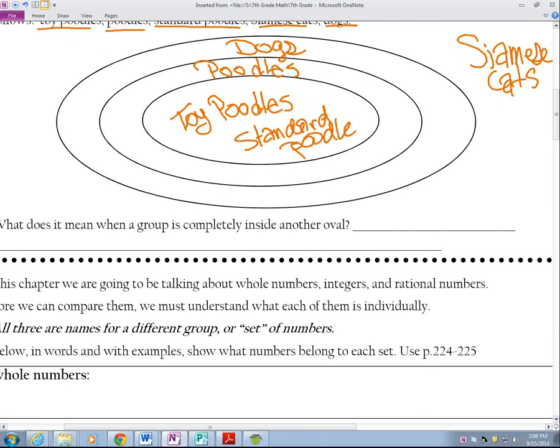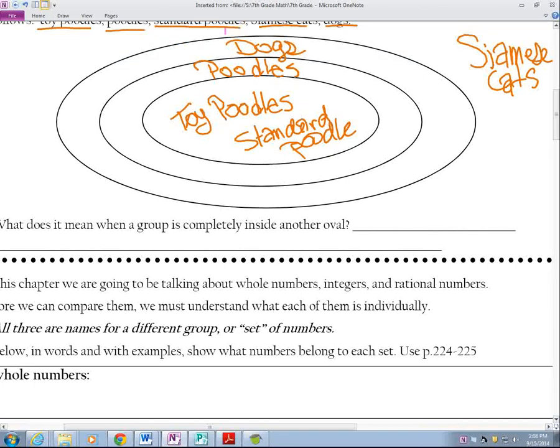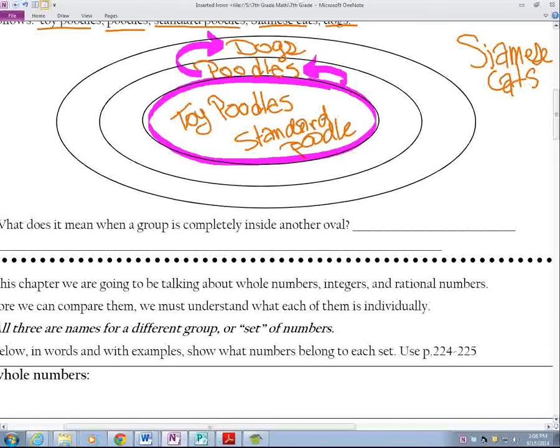Now, this is how this works. We have all of these types of things are poodles. Okay, so these are all poodles. All poodles are dogs. Do you agree? Okay, so all standard and toy poodles are poodles.